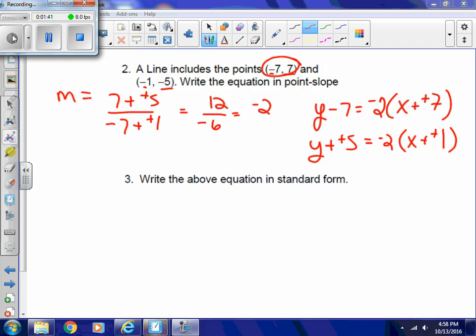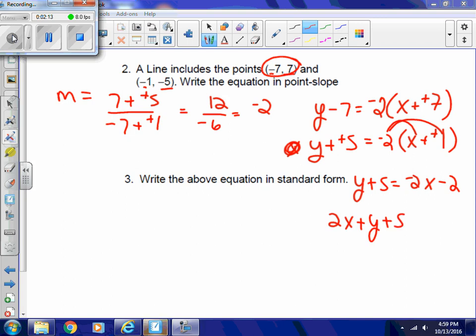Number 3, write the above equation in standard form. It doesn't matter which one I choose, I will get the same answer. I'll get the same line. So I think I'll choose this one here. Well, the first step will be to distribute, and then I've got y plus 5 equals negative 2x minus 2. Now we can add 2x to both sides, and we get 2x plus y plus 5 equals negative 2. Then we can subtract 5 from both sides, and finally we've got 2x plus y equals negative 7.